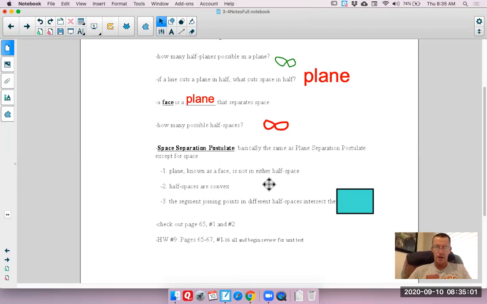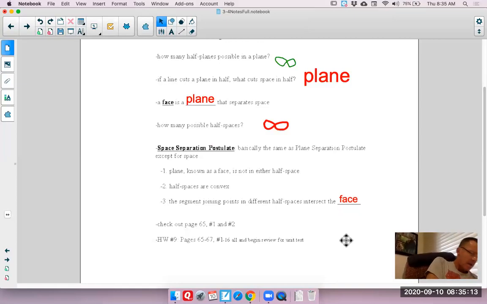Half spaces are convex, we just said that, and the segment joining points in different half spaces is going to intersect the face, yes. All right, pull out your book to page 65, and let's look at problems 1 and 2 and go through some of those.